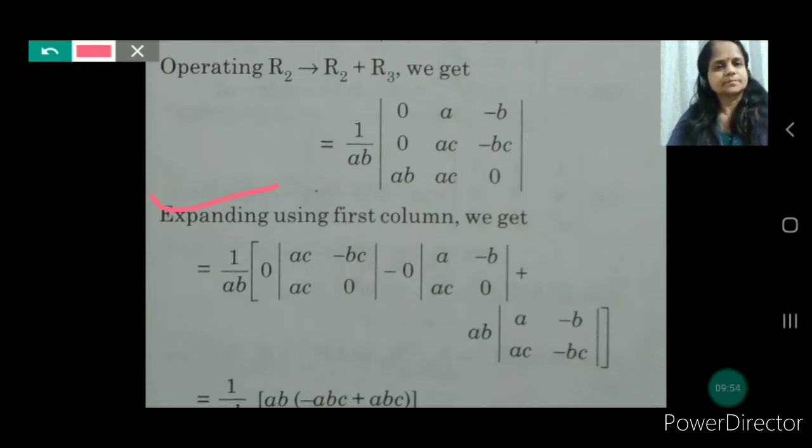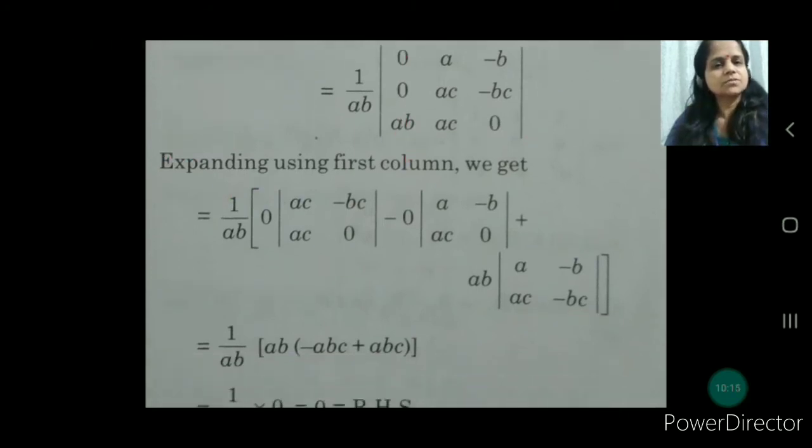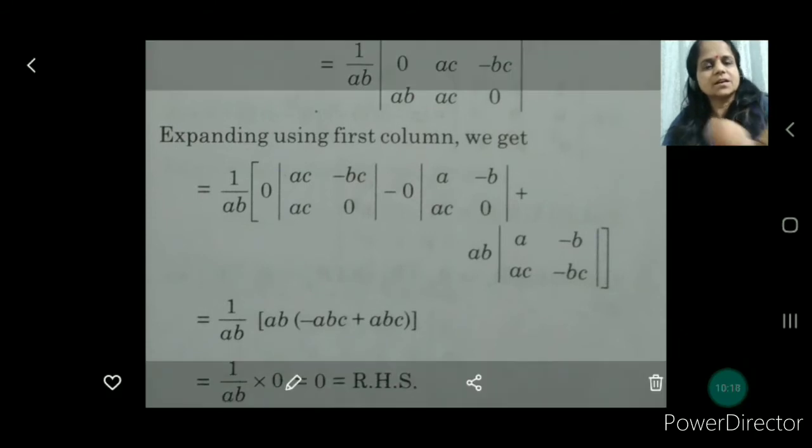Here it is 1 by AB, write as it is, multiply with 0, here also multiply with 0, it becomes 0, so write AB. Now this column and this row will be eliminated and you will get here A, minus B, and AC, minus BC. Now solve it. You will get the answer.